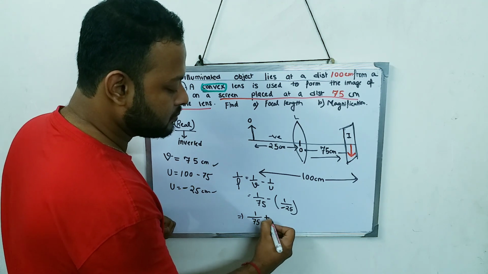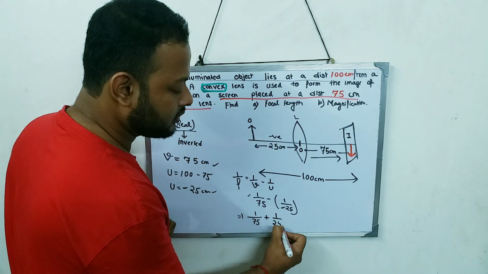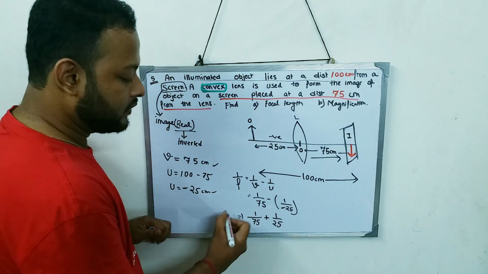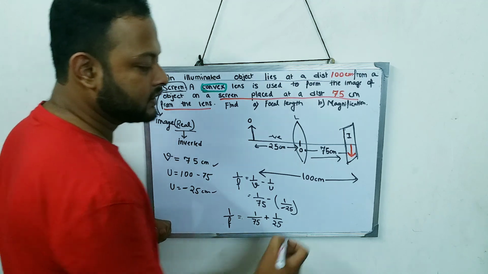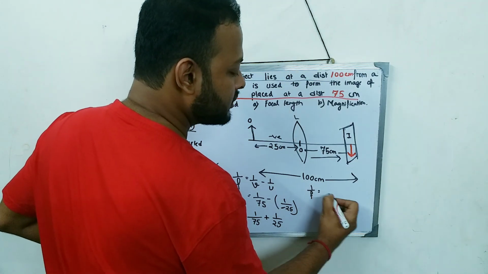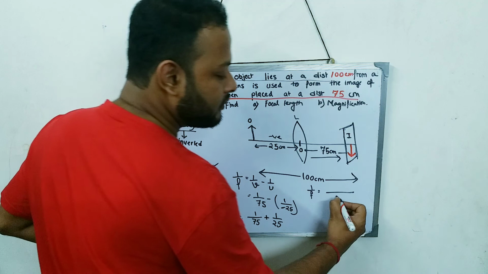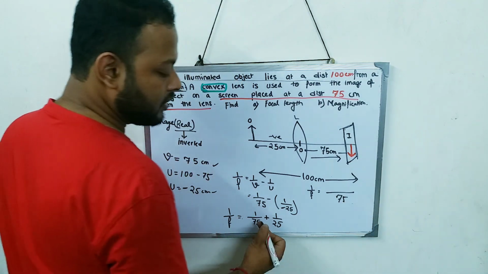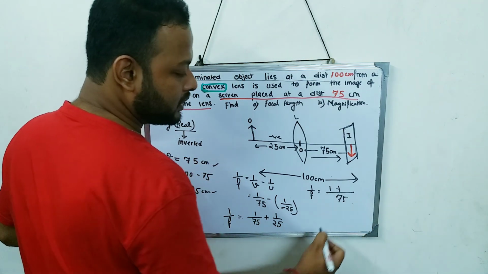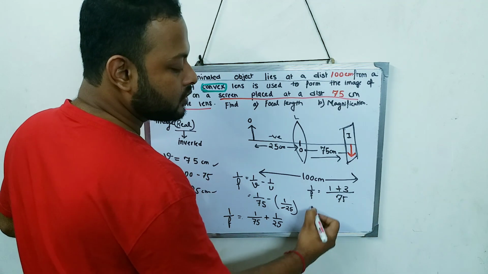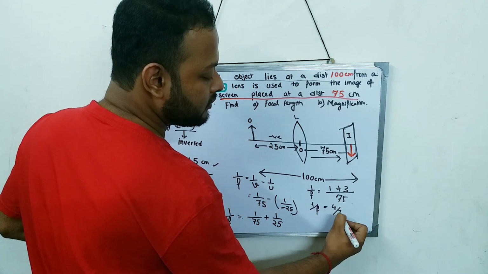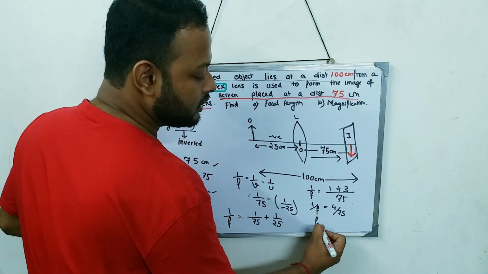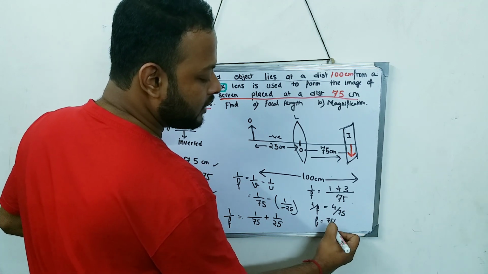Minus minus is plus, and after this I just take the LCM. So 1 by F is equal to LCM of these two, which is 75. This becomes 1 time, this becomes 3 times. So 1 by F is equal to 4 by 75, and ultimately F is equal to 75 by 4.